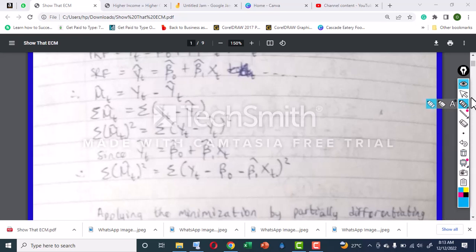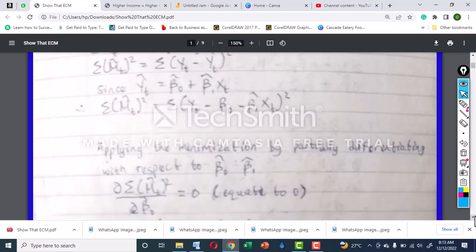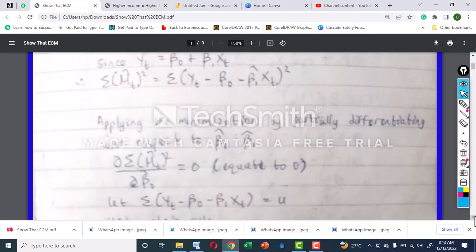Now we have to apply the minimization rule. Part of the OLS definition is that we minimize it. So we minimize this particular function. How do we minimize it? We are simply differentiating and equating it to 0. That's how we minimize it. So we differentiate with respect to each of the estimated parameters we want to use, beta 0 and beta 1. So we differentiate with respect to beta 0, and we differentiate partially with respect to beta 1. So we have two different equations.